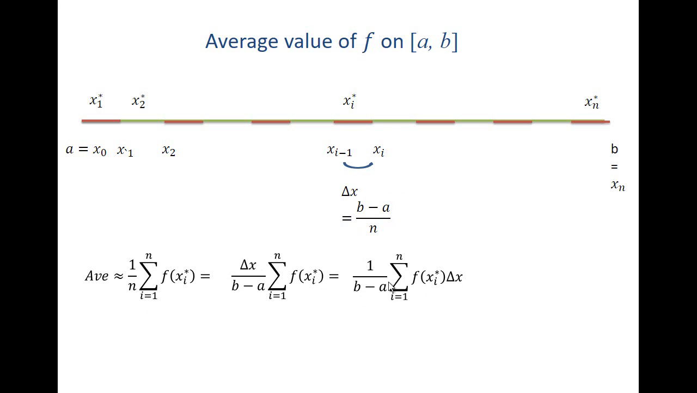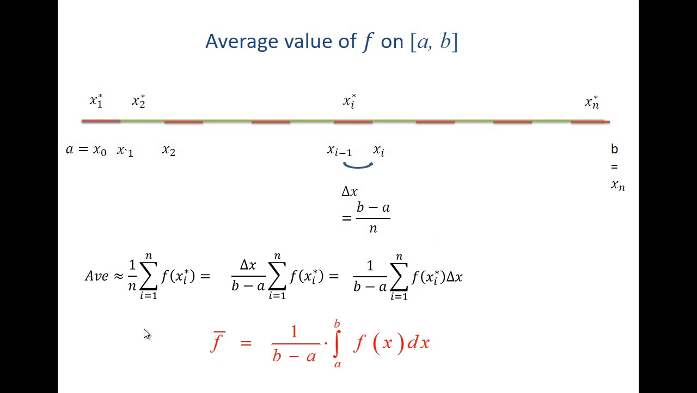Now if you recall, this is exactly the Riemann sum of the function f. So we know that as n goes to infinity, this Riemann sum is going to approach the definite integral of f from a to b.